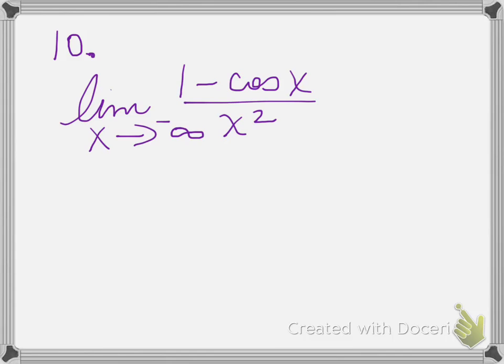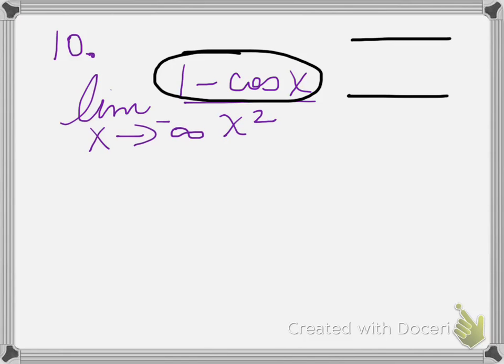I want you to look at this number right here. I want you to look at it in your calculator. Put in your calculator 1 minus cosine of x, and look at what that function does. You're going to see that it oscillates between 0 and 2, going up to 0 and 2, and this is 0, and this is 2.